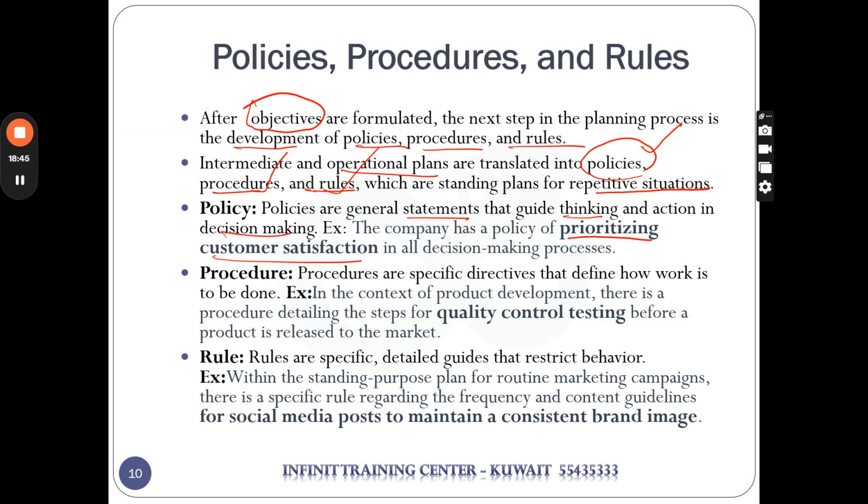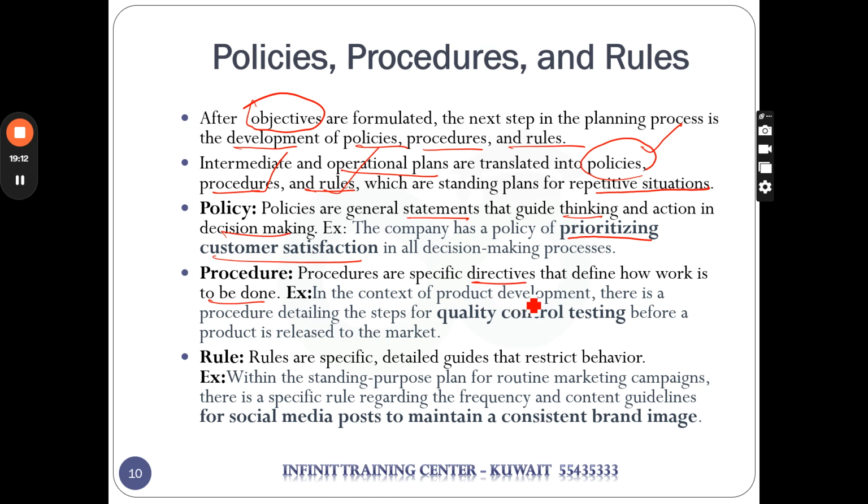So in all decision making processes, they have to keep this in first place. Every decision you are making, are you prioritizing customer satisfaction? Because that is the policy of the company. Then procedures. These are specific directives that define how work is to be done. How you will do that work. For that, what is the procedure?